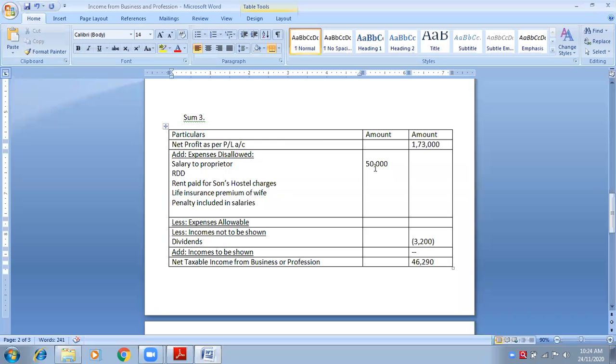RDD amount is 20,000, fully disallowed. If it was bad debts, then we can allow it. Bad debts means the loss has occurred in the past, so that is allowed. RDD means reserve for bad debts. The loss will occur in the future, and it may or may not occur. That is something that I doubt, that I will not receive a certain amount of money from the debtors. So that is a future loss that may or may not occur. Therefore, we are disallowing it.